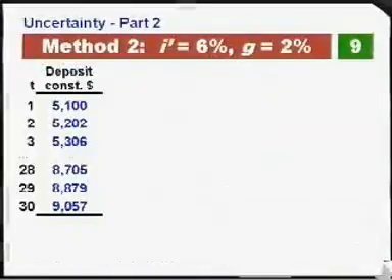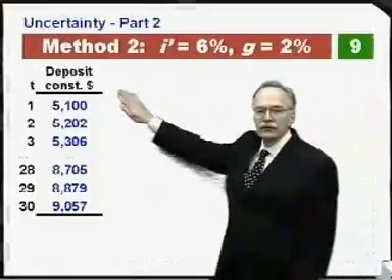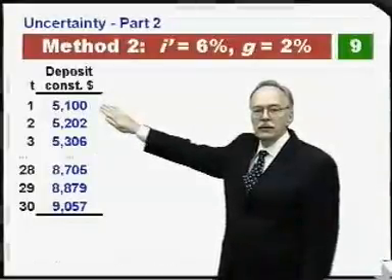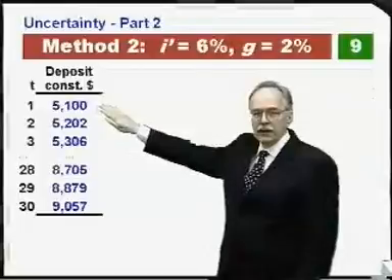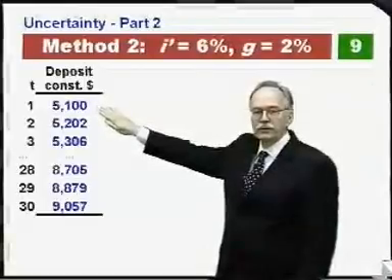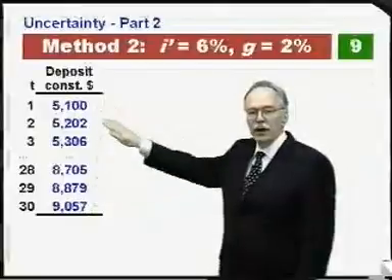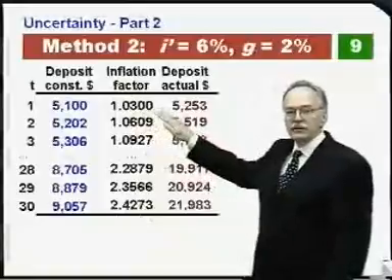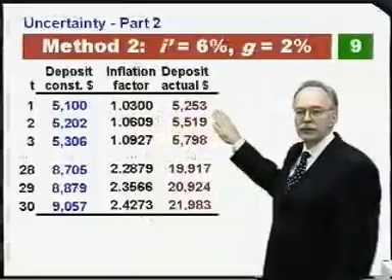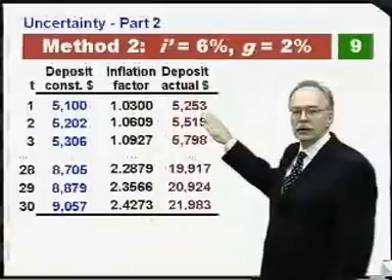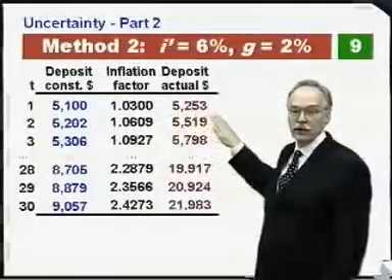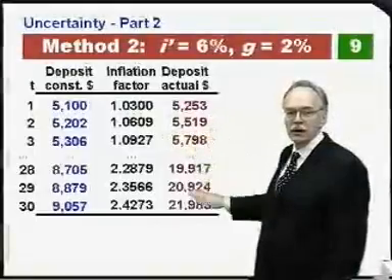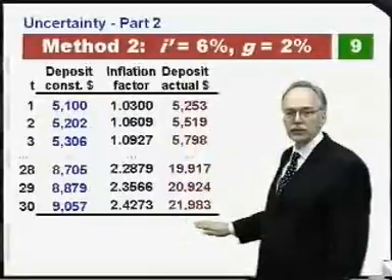Let's look at the table for that. In the first column, again in blue, if you're seeing this in color, we have the deposit series in constant dollars. We're getting a real salary increase of 2% per year over and above inflation, so this is growing correspondingly. We apply the inflation factors, and then this is going to give us the amounts in actual dollars. So actually we're going to deposit $5,253 at the end of the first year, actually $5,519 at the end of the second year. In the last year, it'll be close to $22,000.